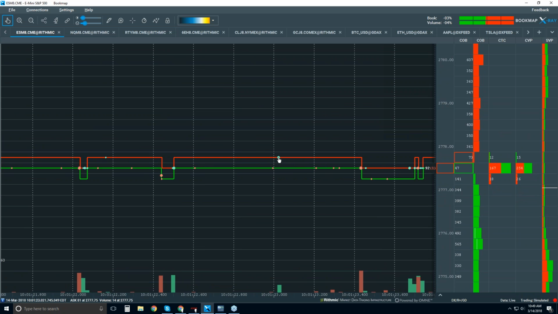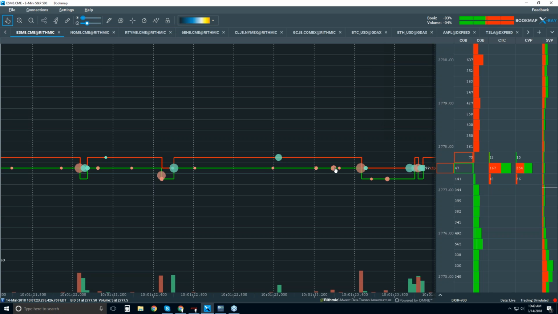The green dots here are aggressive market buy orders. So they crossed the spread, they paid up for it. They didn't provide liquidity, they actually took liquidity. And a green dot is painted here on the best offer. So that's what happens when a market buy order hits the bid or lifts the offer here.